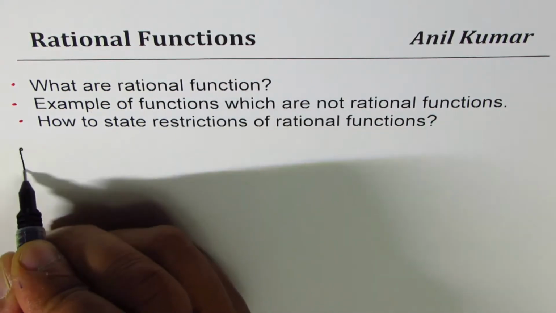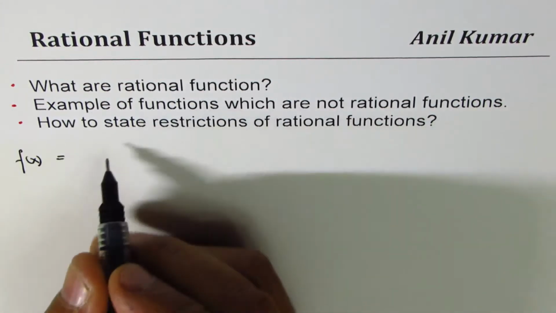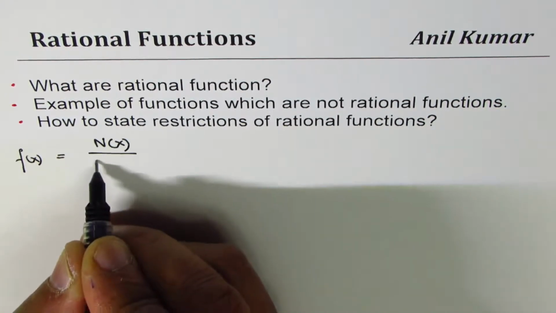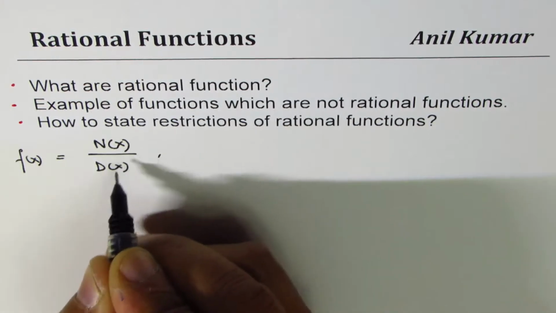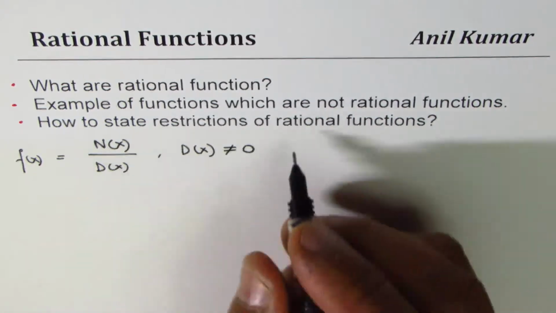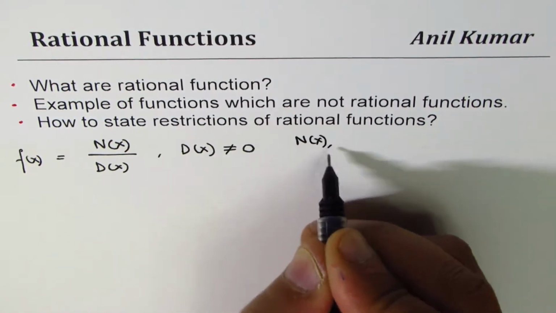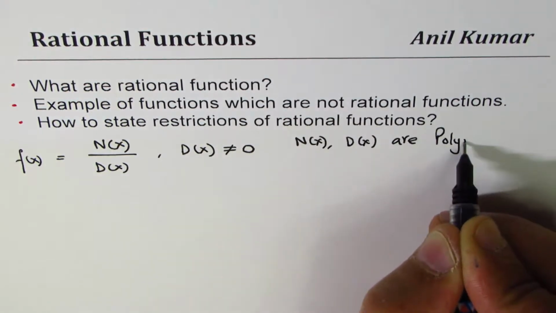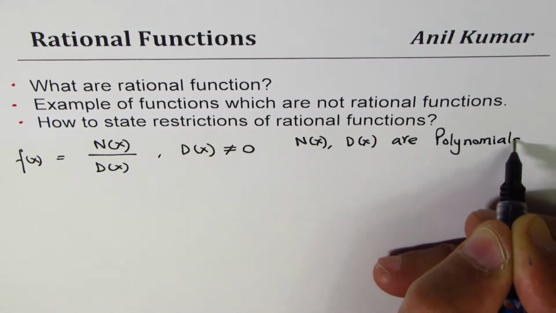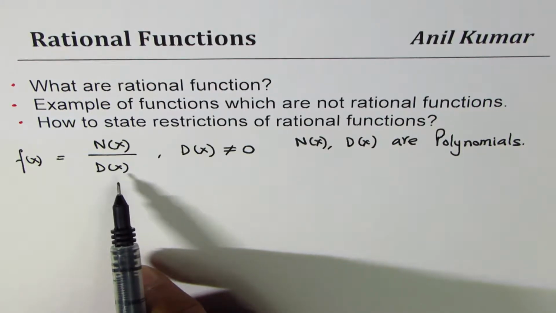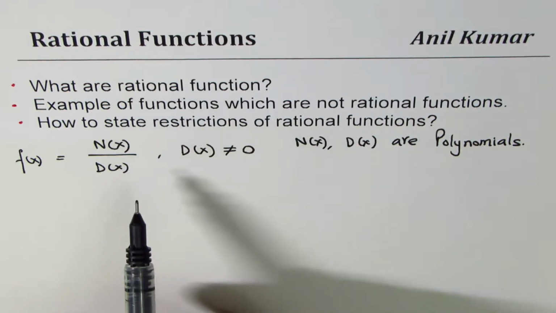A rational function f of x is a ratio of two polynomials. Let's say something in the numerator divided by something in the denominator, where the denominator is not equal to 0, correct? And both numerator and denominator functions are polynomials. So that's very clear. Rational functions are ratios of two polynomials. The denominator cannot be 0. So that is what a rational function is.